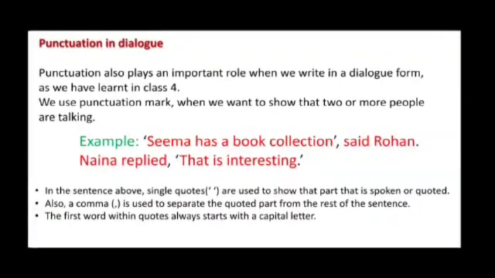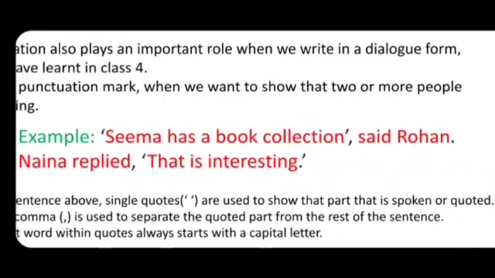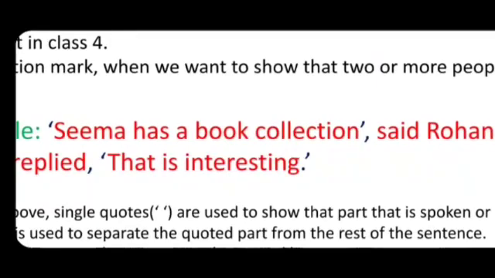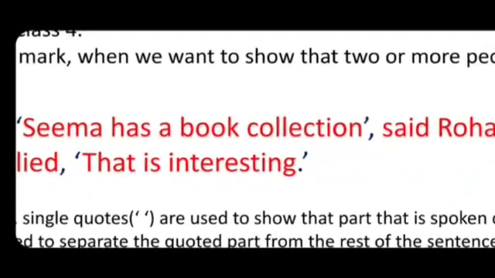In the sentence above, single quotes are used to show that part that is spoken or quoted. Also, a comma is used to separate the quoted part from the rest of the sentence. The first word within quotes always starts with a capital letter. Understood, children? And you should also remember that before closing the quotes, your full stop should lie.